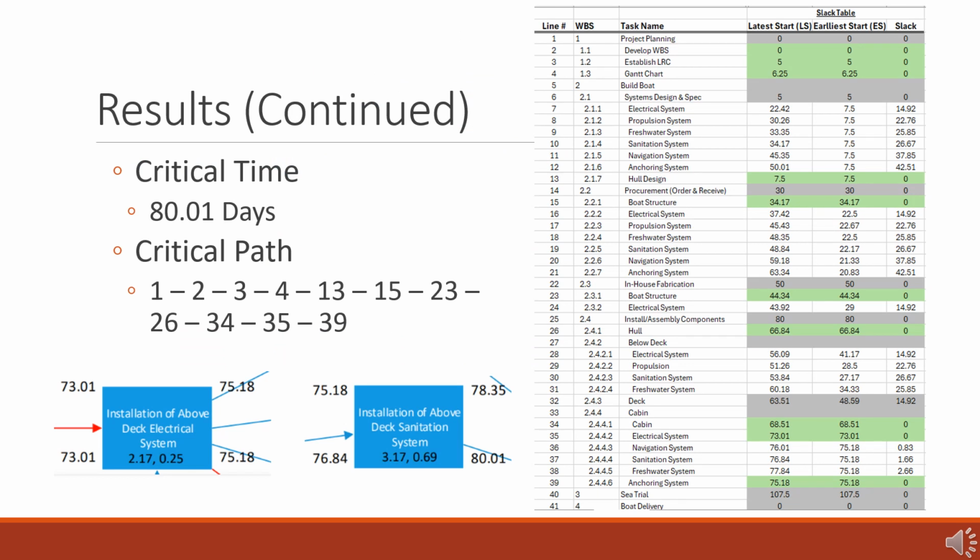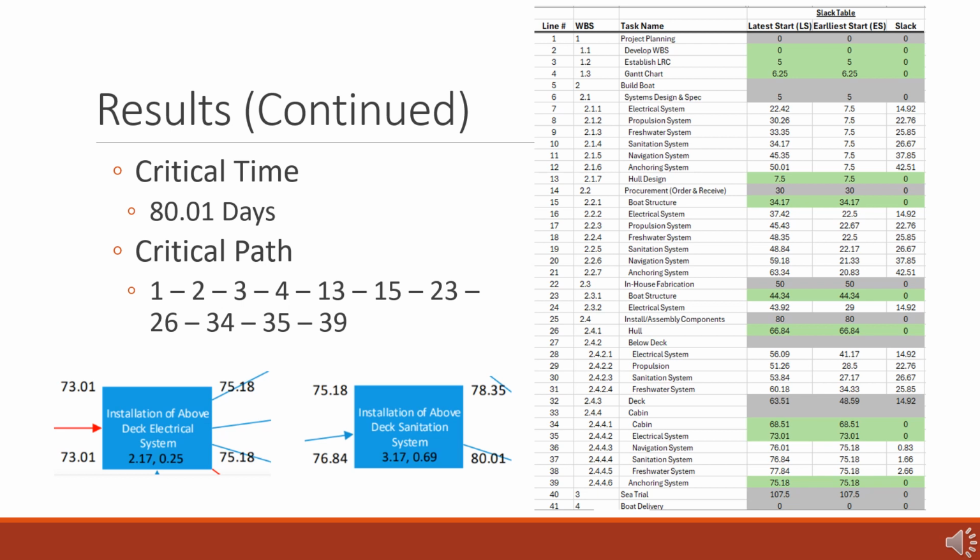This final results slide shows the mathematical calculations that support our result for the critical time and the critical path. On the right is a table that is modified from our original table that included all of the calculations for our time estimates. A slack table was included, which is calculated using the latest start time and the earliest start time to calculate the total slack for each activity.